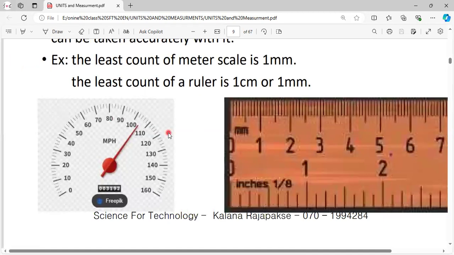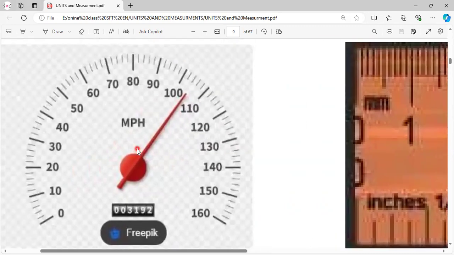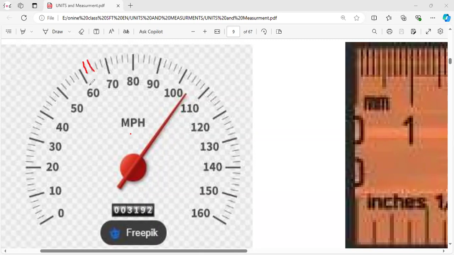And you can try this by yourself, right? You can see this speedometer scale here. What would be the minimum measurement or the least count of this speedometer? Again, you just have to take any two adjacent lines. Here you can see this is 60 meters per hour, and this is 70 meters per hour, and it is divided into several parts.